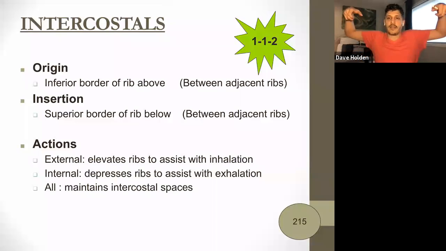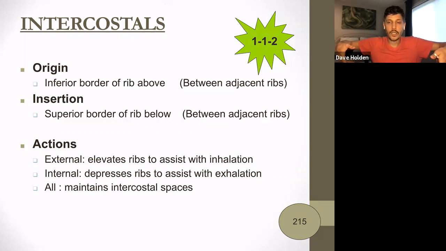Externals elevate the ribs to help with inhalation. So they pull the superior margin of the rib below toward the inferior margin of the rib above and lift the ribs when we breathe in. When we breathe out, first of all, they relax, but when you continue breathing out, they then pull down on the ribs, compressing the rib cage, helping to push air out. Otherwise, they can contract isometrically to just stabilize the rib cage through the intercostal spaces and just kind of reinforce the strength of the rib cage overall.